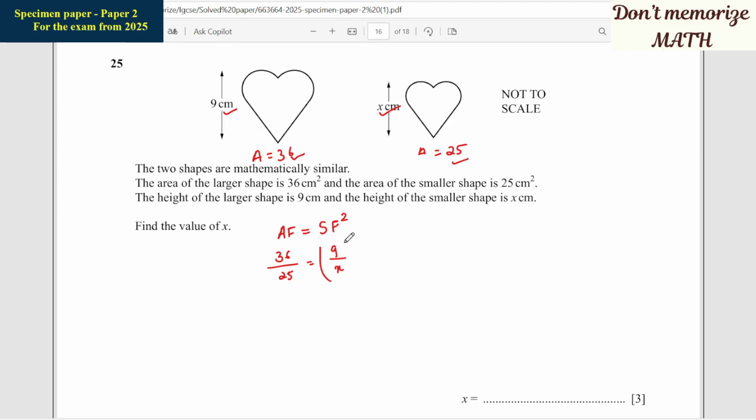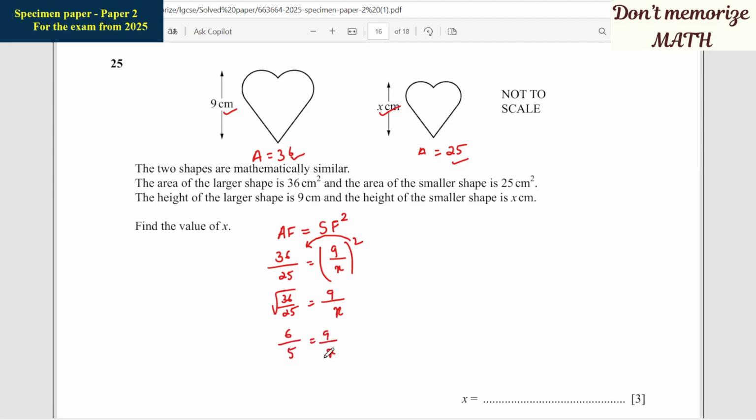Okay, we have to take the square here. Scale factor squared. So always remember, if you are taking 36 first, 36 over 25, so you have to take 9 over x. Here it's better to take the square to the left side, so you will get the square root. Square root of 36 over 25 equals 9 over x. So the square root of 36 is 6, the square root of 25 is 5, equal to 9 over x.